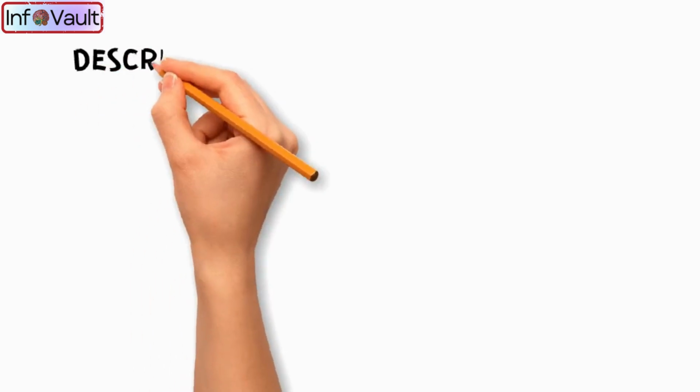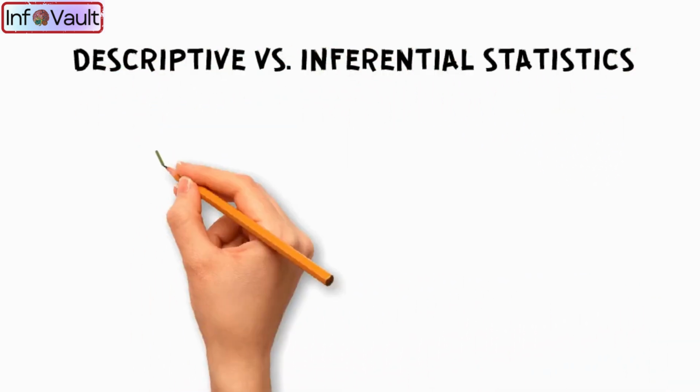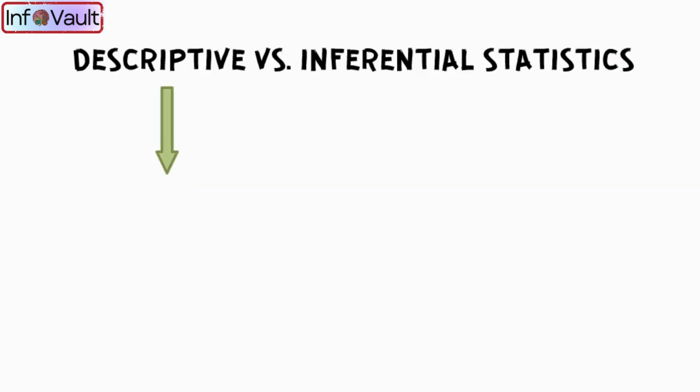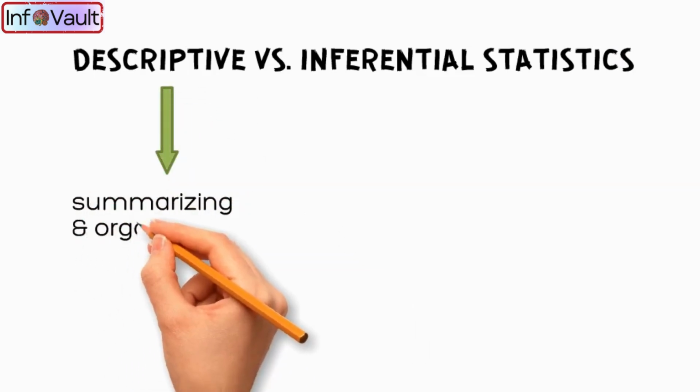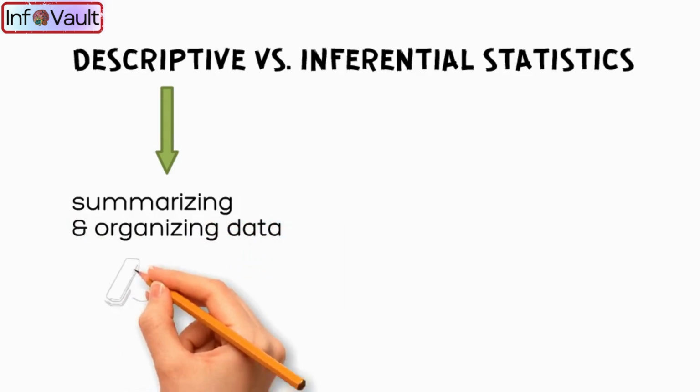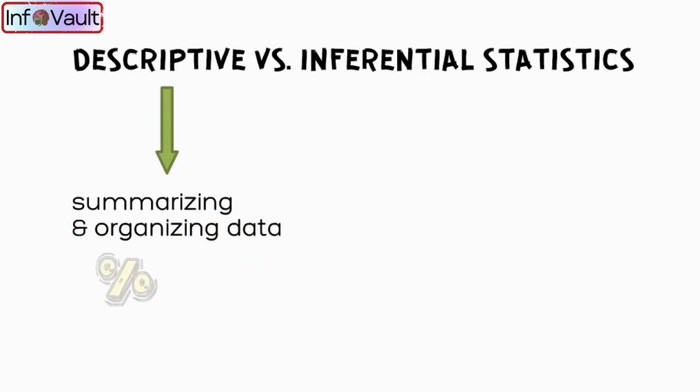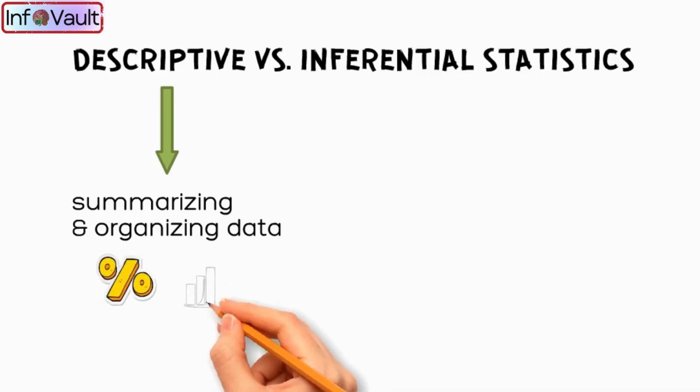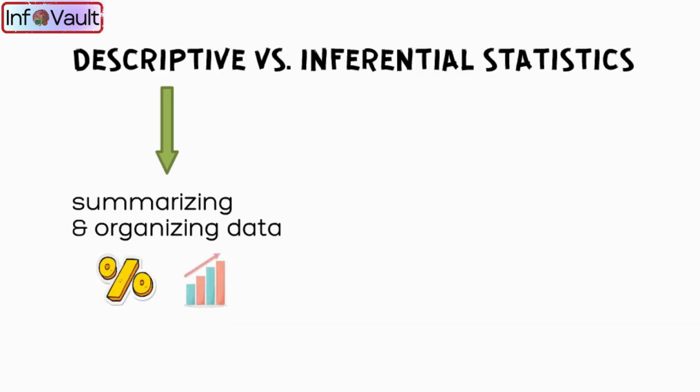Biostatistics can be divided into two main branches: descriptive and inferential statistics. Descriptive statistics is all about summarizing and organizing data. Think of it as taking a big data set and turning it into something digestible, like percentages, averages, and graphs.